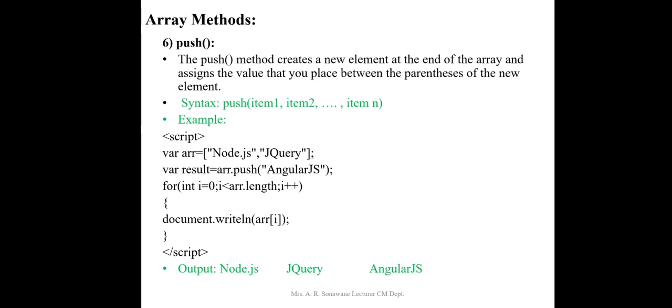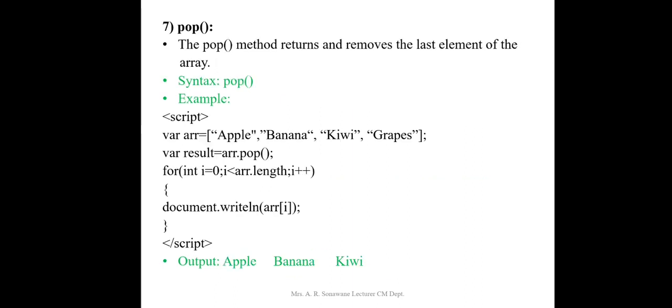Now as an example, again I have taken a similar ARR array. It has only two values, Node.js and jQuery. Now I have pushed ARR.push AngularJS. If you print the ARR array with a for loop and document.writeln, then the output will be Node.js, jQuery, and at the last index position AngularJS will be inserted.